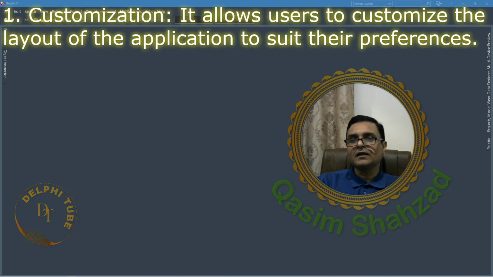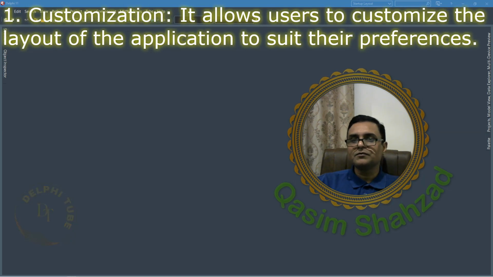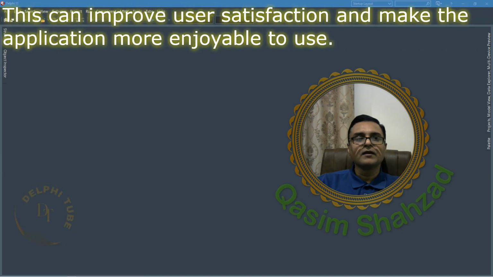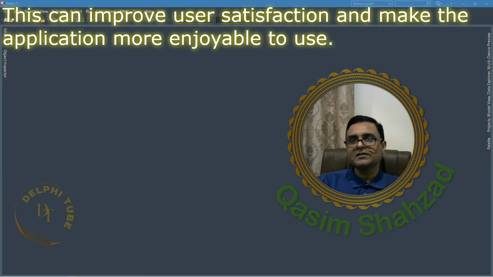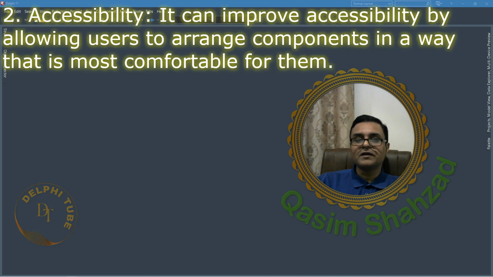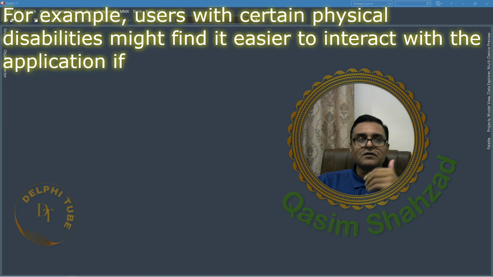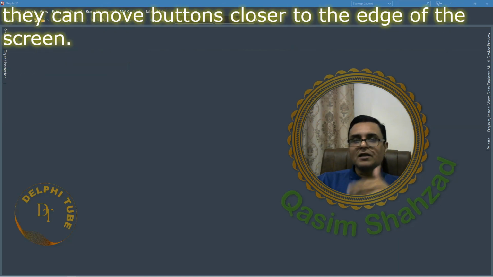For example, it allows users to customize the layout of the application to suit their preferences. This can improve user satisfaction and make the application more enjoyable to use. It can improve accessibility by allowing users to arrange components in a way that is most comfortable for them. For example, users with certain physical disabilities might find it easier to interact with the application if they can move buttons closer to the edge of the screen.